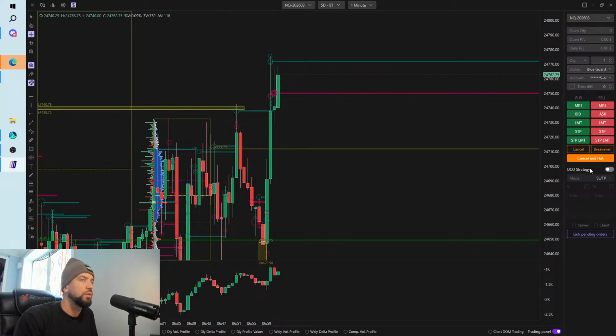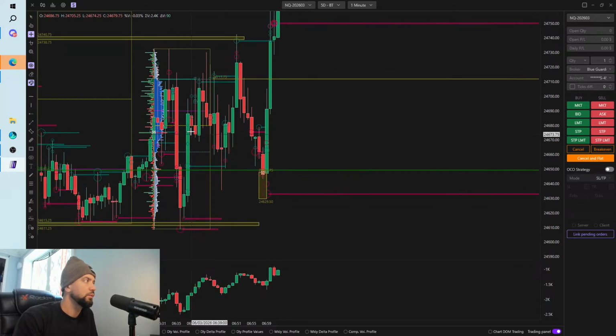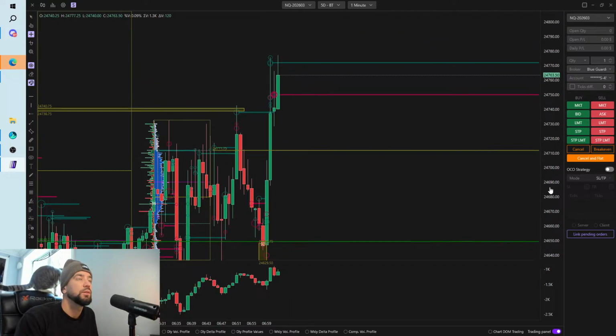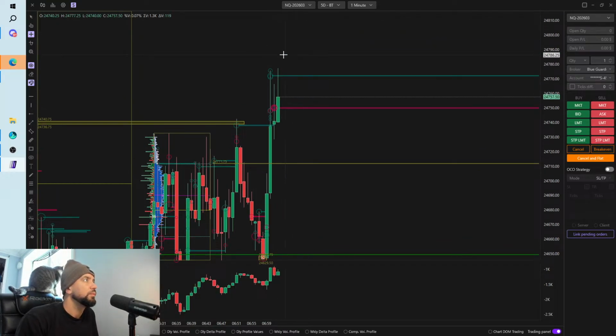So this is the profile chart for the first 15 minutes of market open. Right here, this little box. And we've broken above. So if we close on the 1 minute, then we're good. Which we technically did right here. So we wicked out of here. This wasn't technically a close, but we wicked.